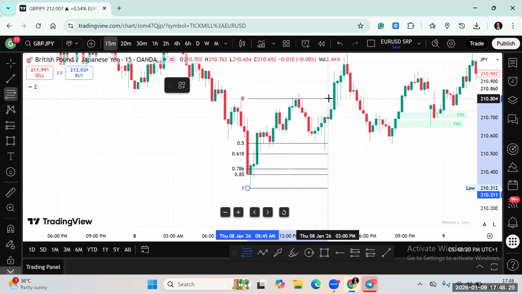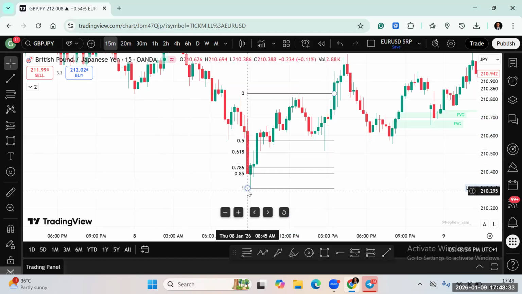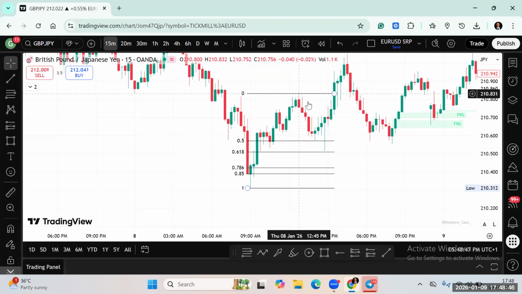So let's say you use this range. Use the range when price does come to 0.5. If it didn't come to 0.5, leave it. It means that it will later come back. It means the range has not fully formed. If you are to use this range, this was when it came to at least 0.5. It touched almost 0.6. And then you can enter here.